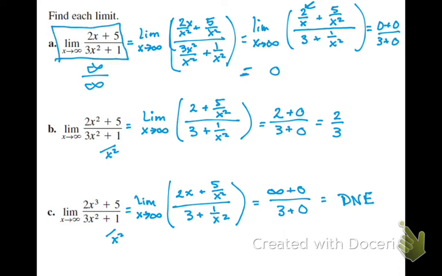Okay. So let's look at what the difference is between all three of these. I have 2x and 3x squared. The difference: I have 2x squared and 3x squared. And I have 2x cubed and 3x squared. What is making the difference here? The exponent in the numerator. Yes.